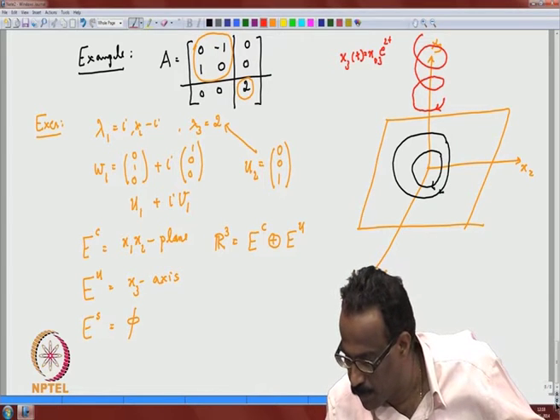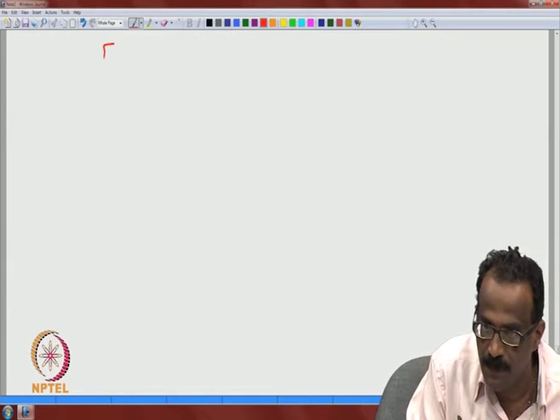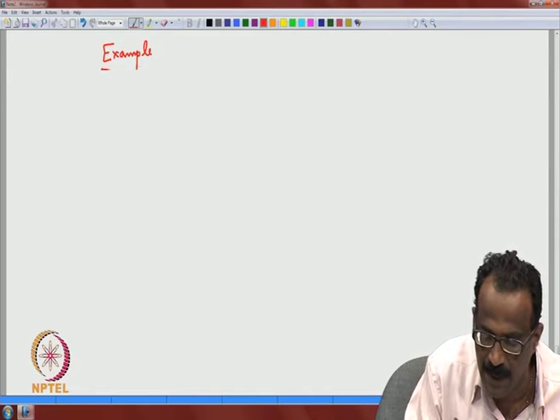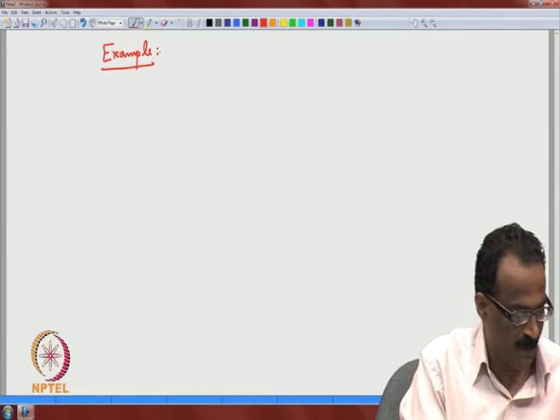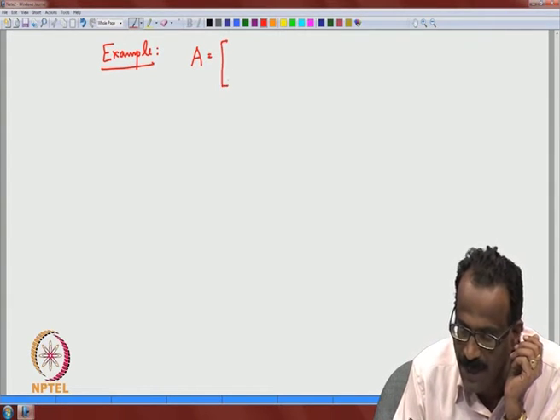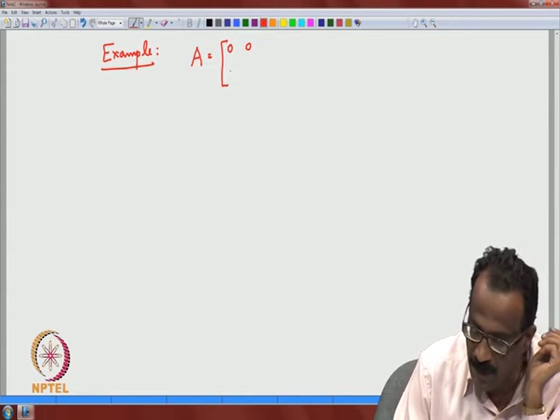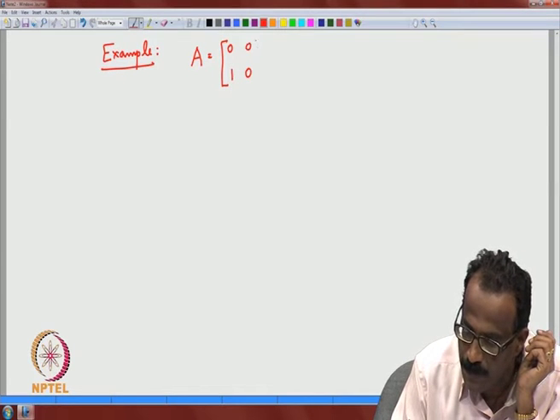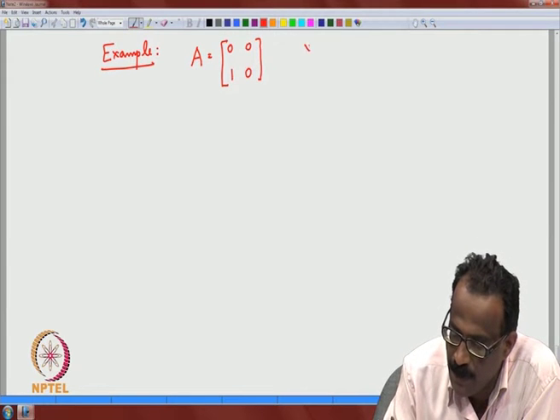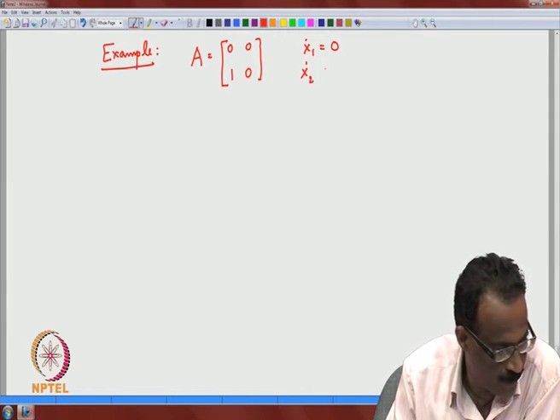Okay. So maybe one more example, and then in the next class I will give one more example if I have time. The examples are the best way of imagining. We already saw A with one eigenvalue 0. Now I want one with both eigenvalues 0. So what is this system corresponding to that? x1 dot is equal to 0, x2 dot is equal to x1.